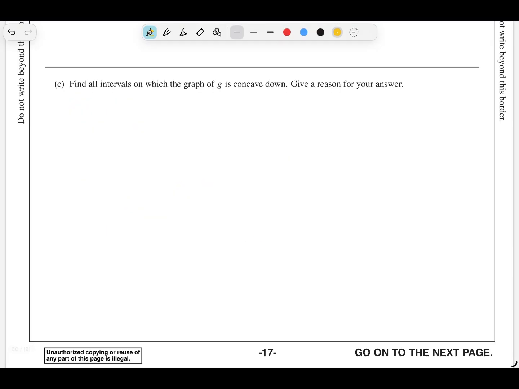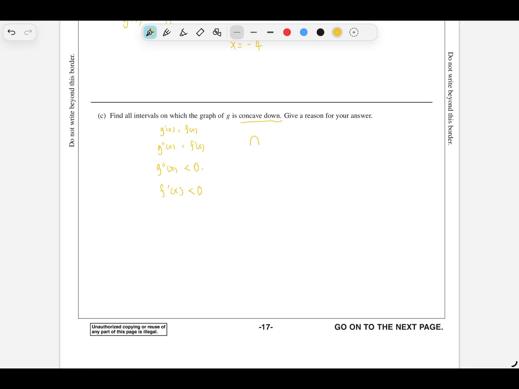Question C. Find all intervals on which the graph of g is concave down. Give a reason for your answer. So we notice that g'(x) is equal to f(x). So g''(x) is equal to f'(x). We want to find concave down, where g''(x) must be smaller than 0, which means f'(x) has to be smaller than 0, which is when f is decreasing.